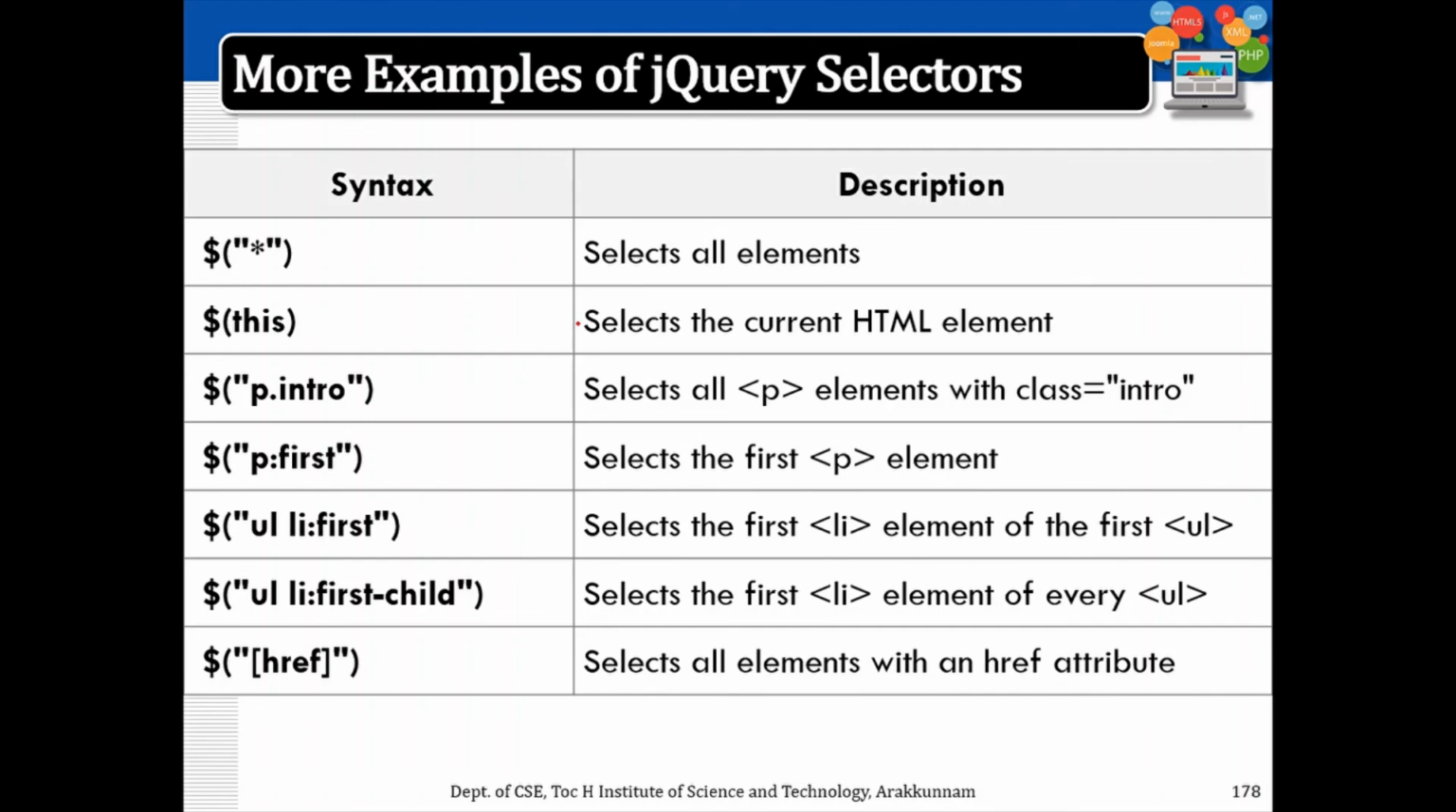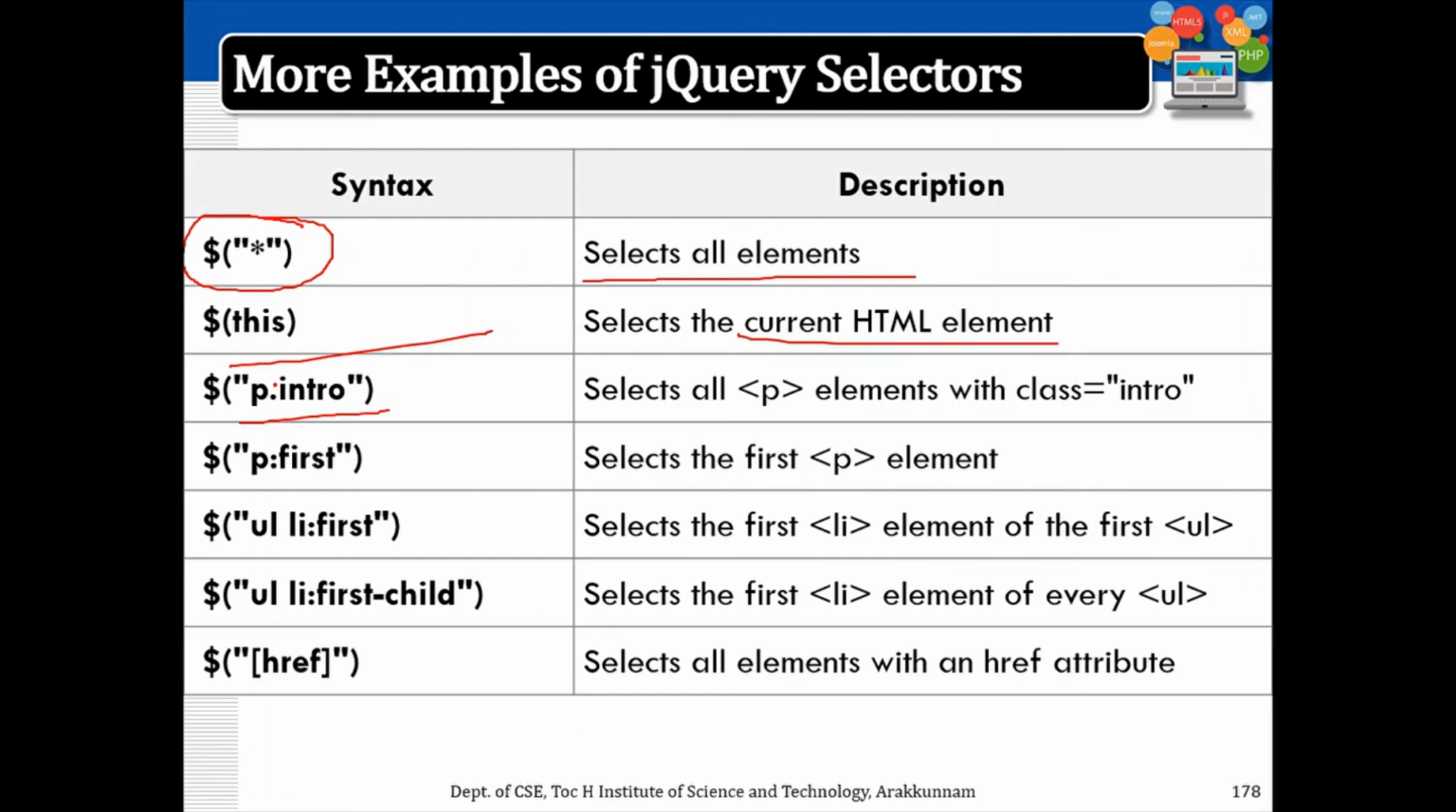These are some other examples of jQuery selectors. So star, as our global selector in CSS, star represents a global set of values. So it selects all the elements in the document. $(this) represents the current HTML element. We have seen this context. It represents the current HTML element.